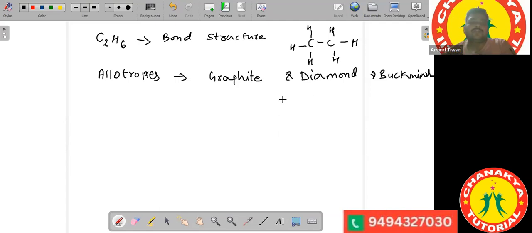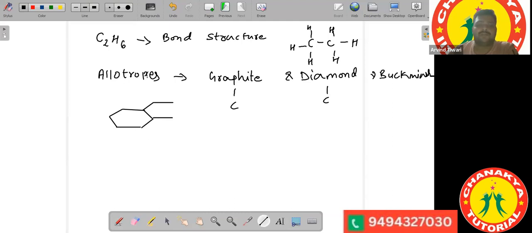Graphite and diamond, both of them are made up of carbon. So what are the differences that bring about their difference in properties? In the case of graphite, each carbon atom is linked to just three other carbon atoms. It's not linked to four other carbon atoms, giving rise to a hexagonal plate-like structure. The carbon atoms are arranged in the form of hexagonal plates.